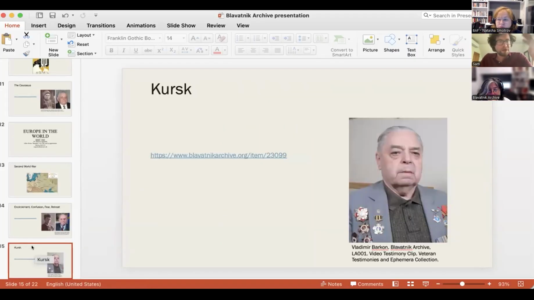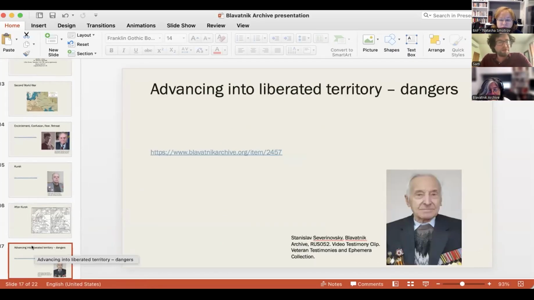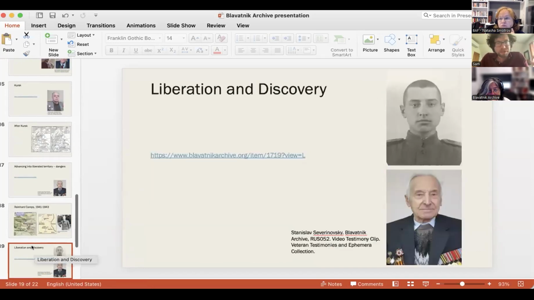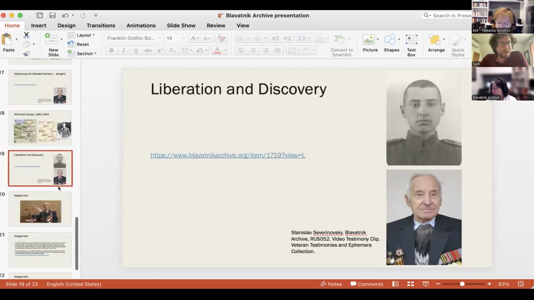Again, I talk about the Battle of Kursk with the veterans' testimonies, about advancing into liberated territory, again, about the Holocaust. So Severinovsky also discusses in his testimony the experience of liberating and discovering Treblinka, and the experience of finding local populations engaged in digging through the fields around Treblinka to attempt to find valuables from within the ashes there.